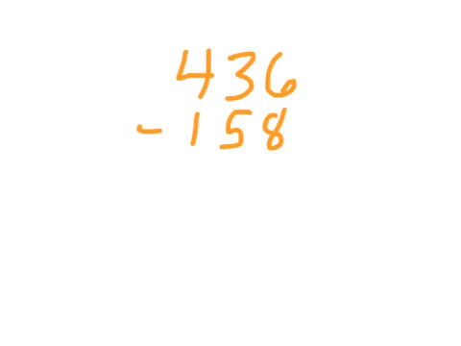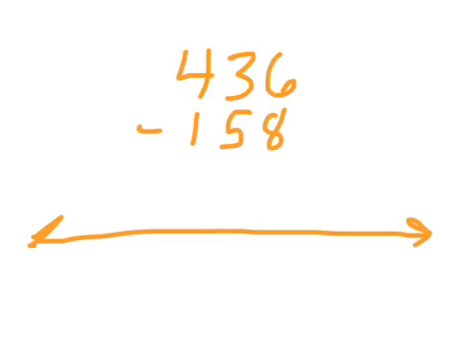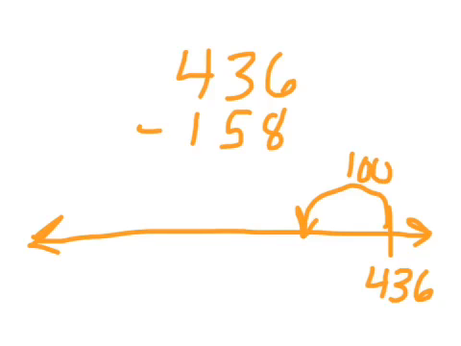The simplest way that we can teach subtraction is just reinforcing the idea of using a number line. I know that at first it seems a little confusing, but it makes a ton of sense to kids. If I have 436 minus 158, I'm going to set up my number line here. I'm going to start at 436. I'm going to jump back 100. That's the 100 of my 158. Gets me to 336.